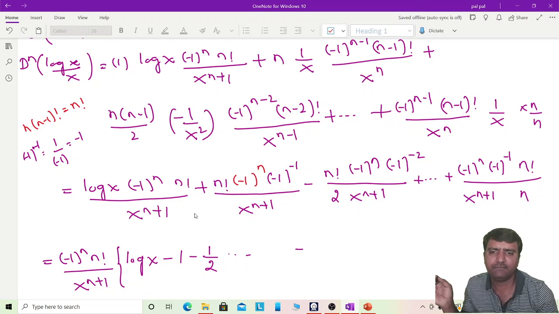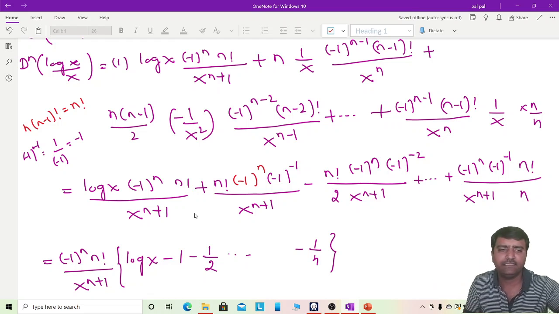In the last term there is minus, because I am putting minus here, since minus 1 to the power of minus 1 means it is minus. We take minus 1 to the power of n, n factorial and x to the power n plus 1 as common factors. So remaining is 1 by n. So this is the desired result.